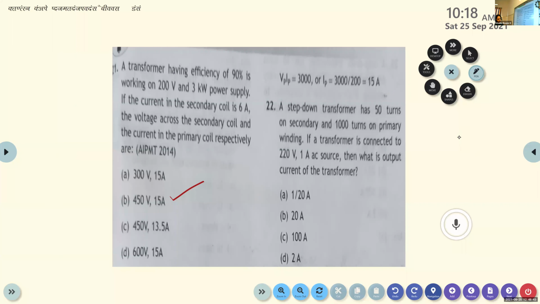Okay, can we move to the next question? Yes, ma'am. What about others? All of you get the 450 volt? Yes, ma'am. Okay, so now we can move to the next problem.